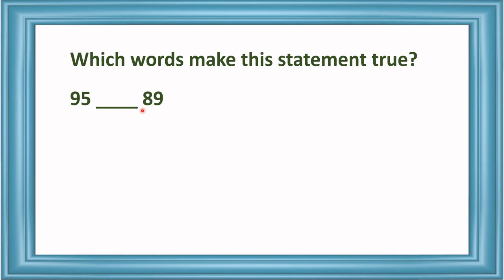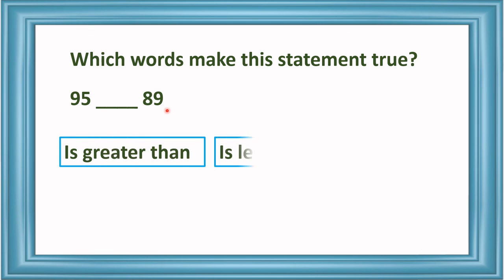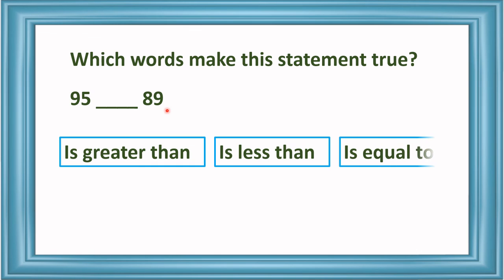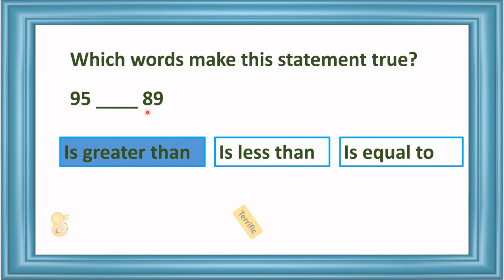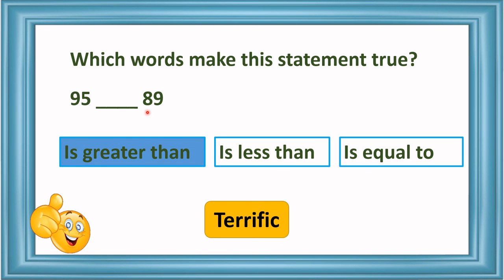Next one, 95 and 89. Options: is greater than, is less than, is equal to. Come on, tell me. 9, 8. Very nice. 95 is greater than 89. Terrific answer.